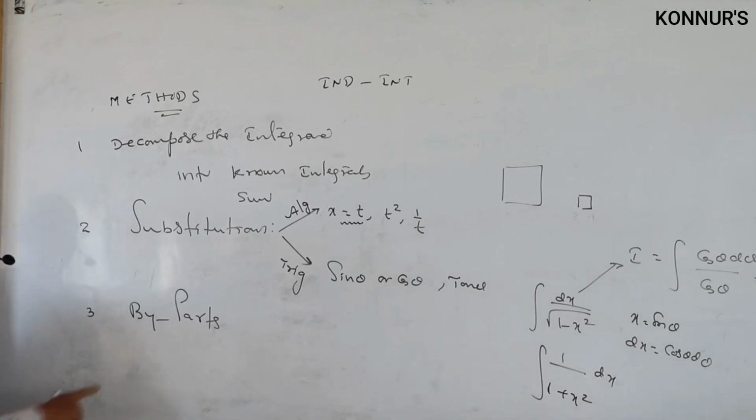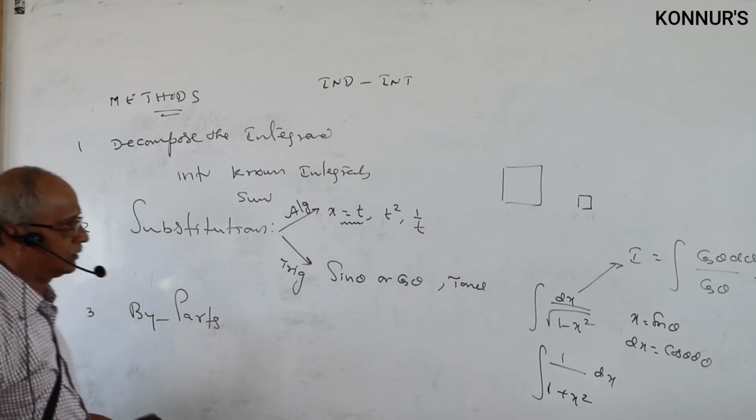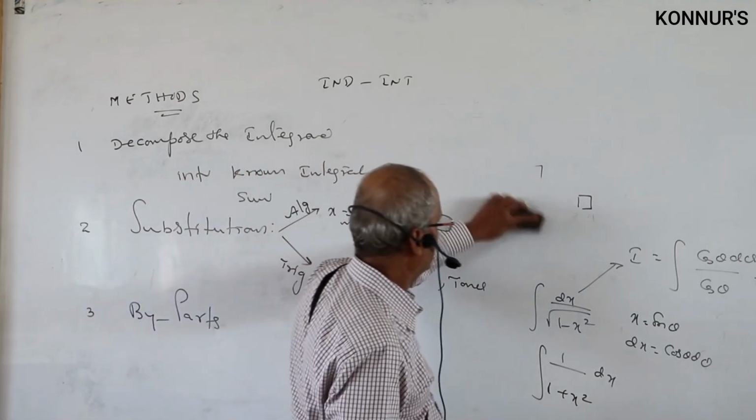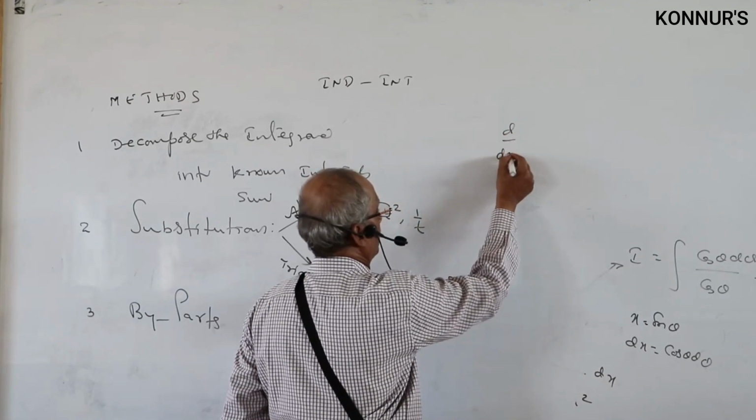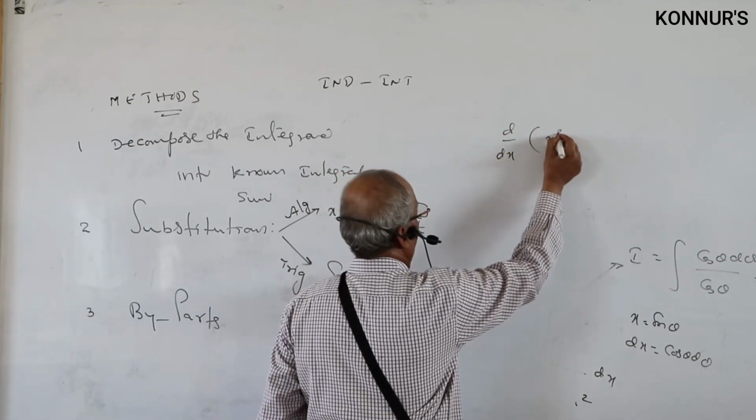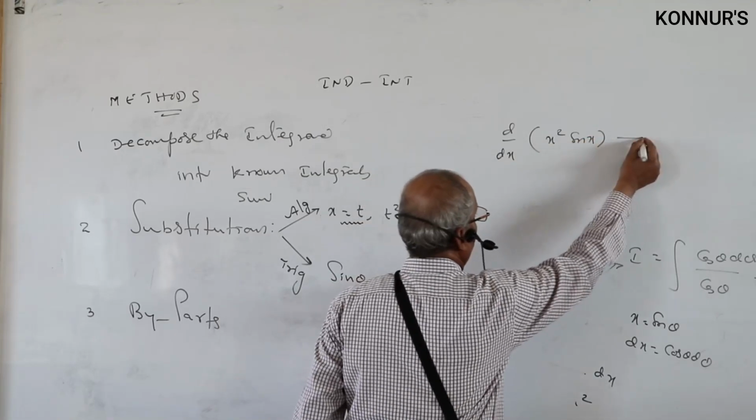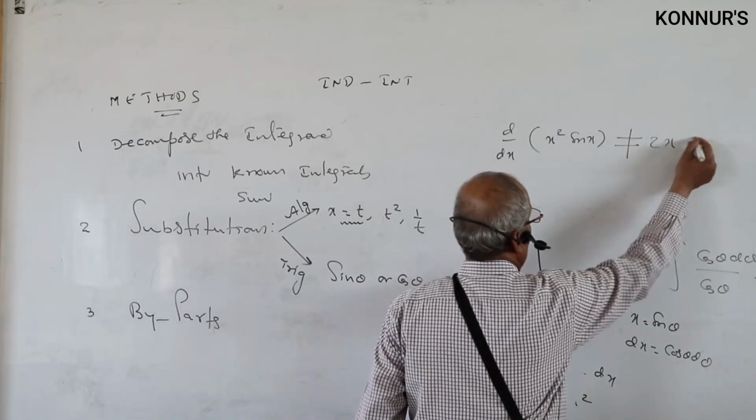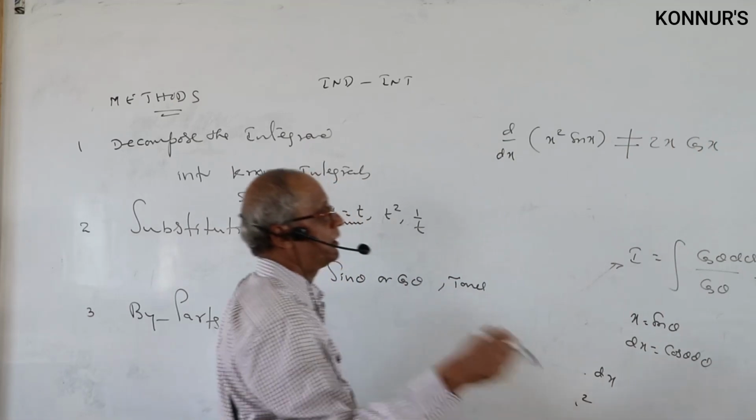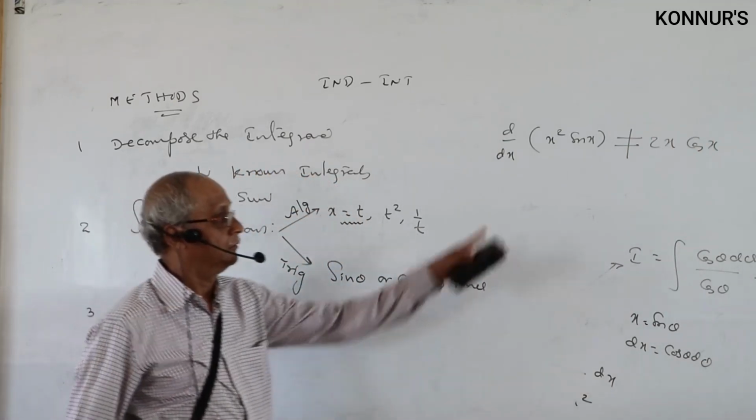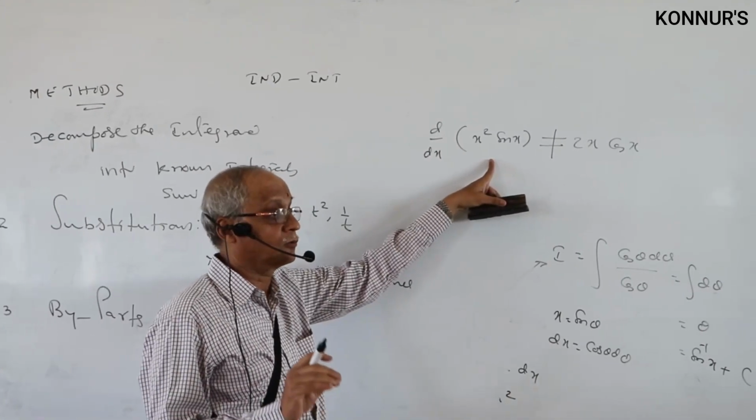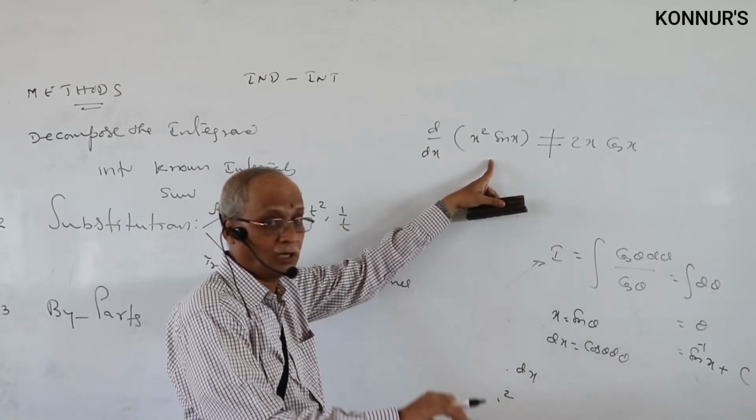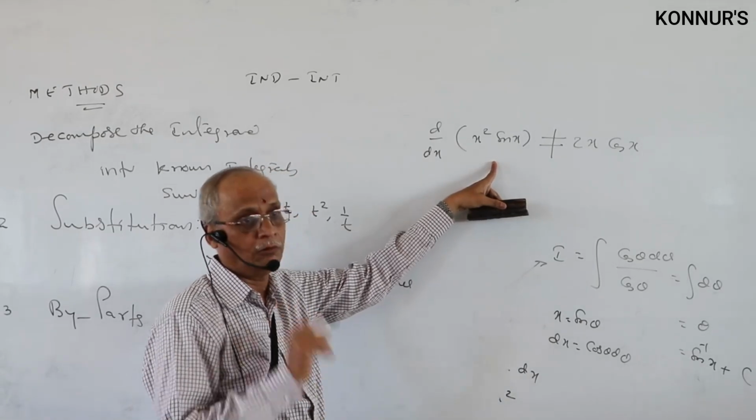Integration by parts. Why do we say it is by parts? In differentiation, we have a product of two functions. How do we find the derivative of d by dx of x square sin x? You are not differentiating both at a time. Then there is a certain rule you are following. What is that rule? That is the so-called product rule, the UV rule.